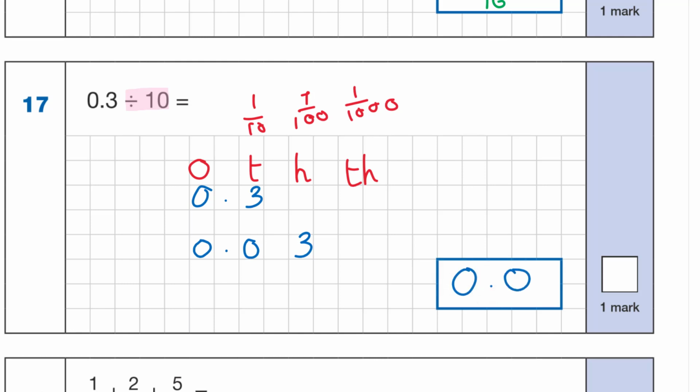If you have lots of practice with this, then you should be able to do this mentally in your head without having to write it down. But if you do get stuck, just write the number down, write the place value headings, and then move each digit however many spaces it needs to go. And this works for multiplying or dividing.